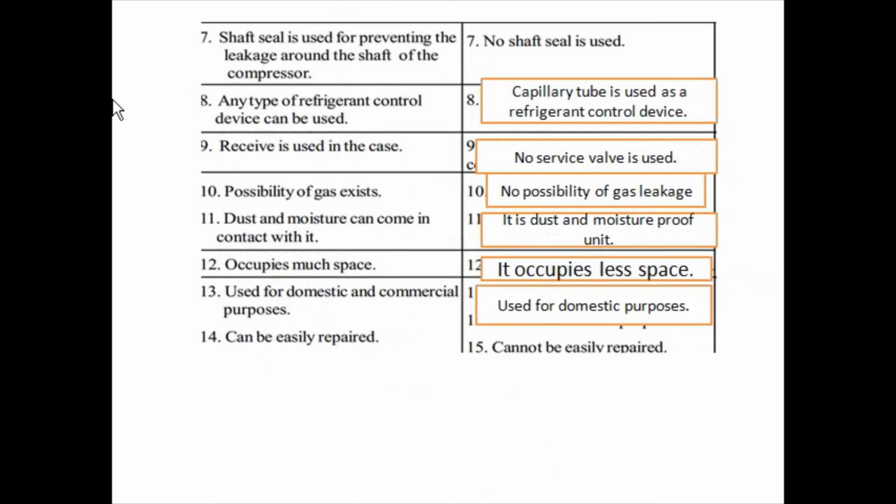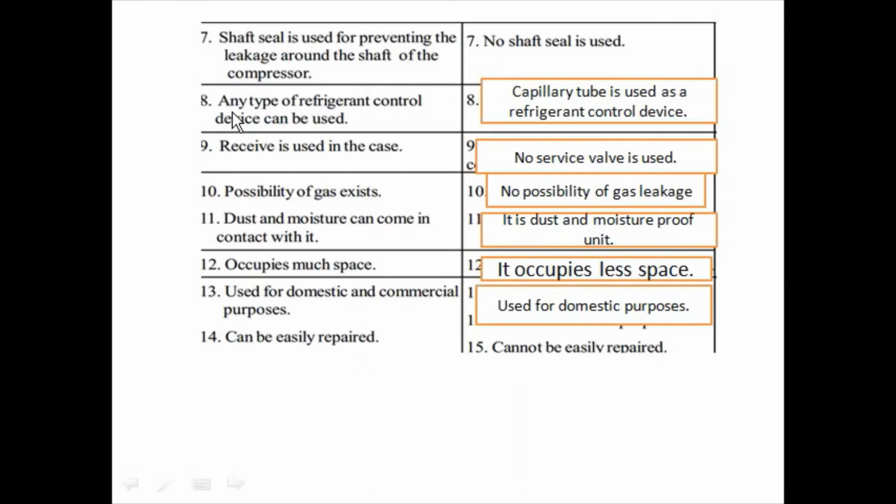Let's continue by looking at the difference between the two. Point 7. Shaft seal is used for preventing the leakage. Understand this point. For open type compressor, shaft seal is used for preventing the leakage around the shaft of the compressor. As you know, the purpose of a seal is to prevent the leakage. For sealed unit compressor, no shaft seal is used. There is no requirement for a seal.